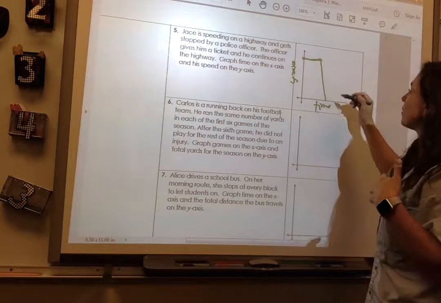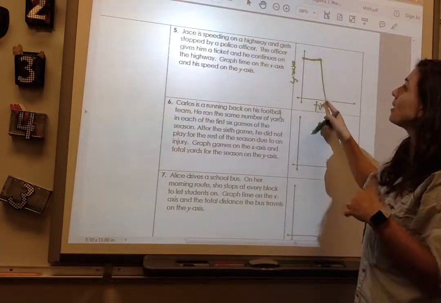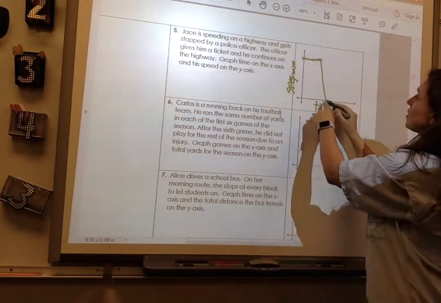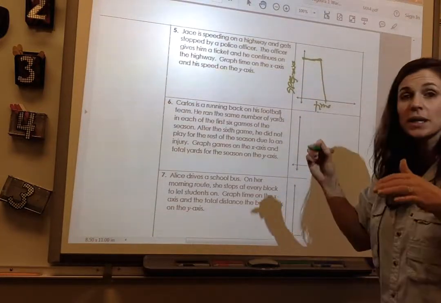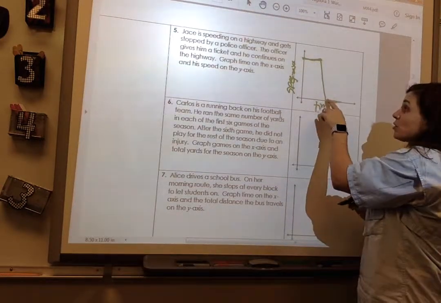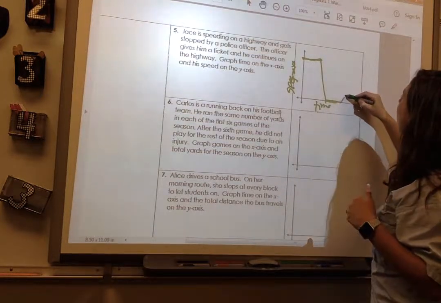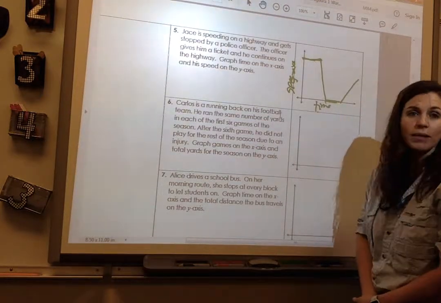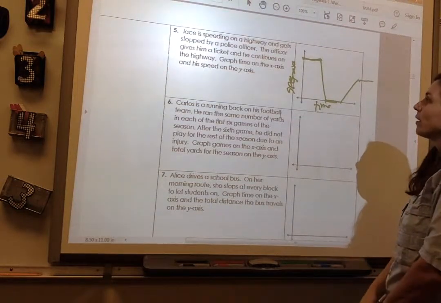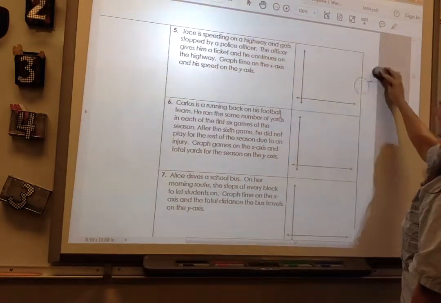So he gets stopped. Okay, so his acceleration is 0 because this is a speed. Speed is right here. So he gets stopped, and the officer gives him a ticket. While he is stopped, the officer's talking to him, so time is still increasing as he's stopped, and then he continues on the highway, probably at a slower pace than last time. Okay, and so then he would continue going down the highway. All right, so that's Jace, a speeding ticket.